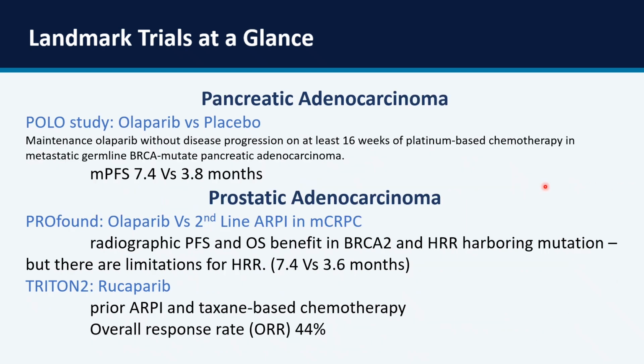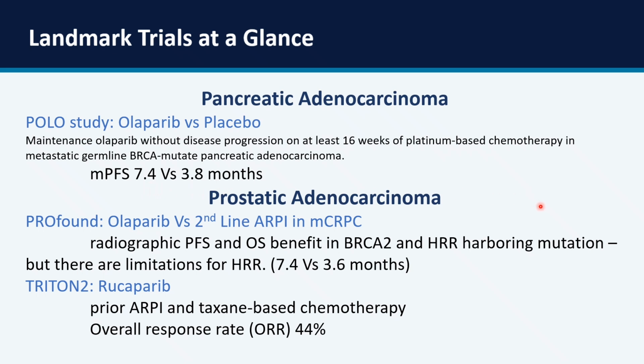Regarding pancreatic adenocarcinoma, there is the POLO study that investigated olaparib versus placebo as maintenance olaparib in patients without disease progression on at least 6 weeks of platinum-based chemotherapy in metastatic germline BRCA mutated pancreatic cancer. So there was benefit of median PFS 7.4 versus 3.8 months.